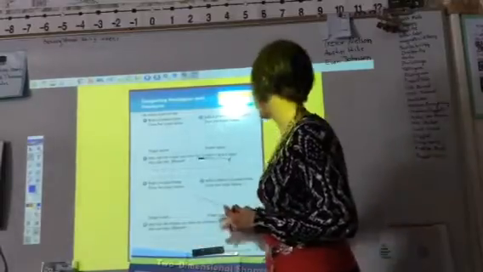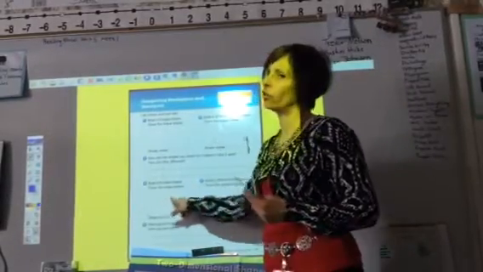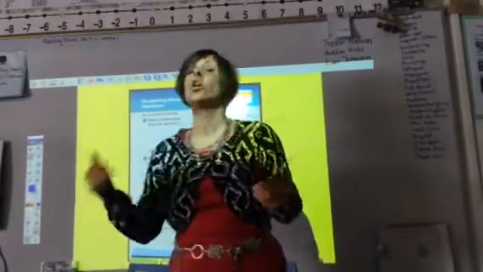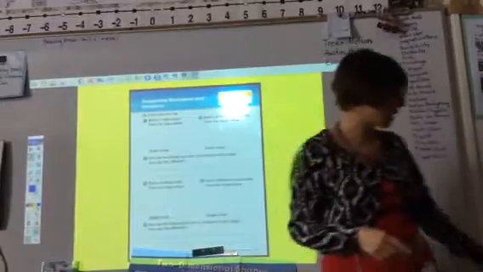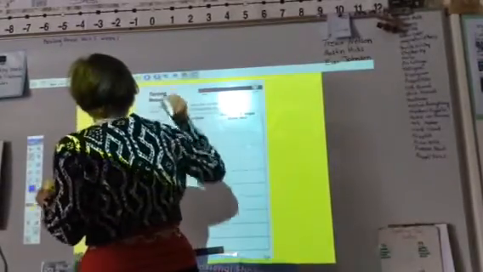And how are the shapes you drew from 4 and 5 alike? How are they different? So what are their attributes, right? Think about attributes. When we're talking about how shapes are alike and different, we're thinking about their attributes. That's what makes them alike and different. Okay, so you'll have this page to do as a center.